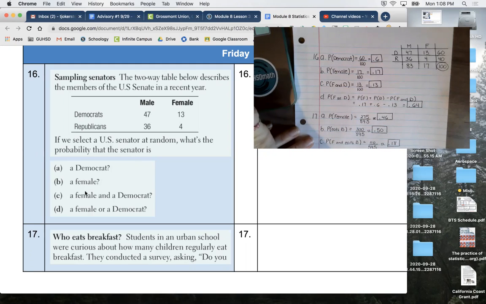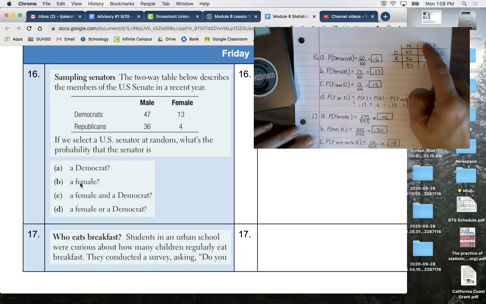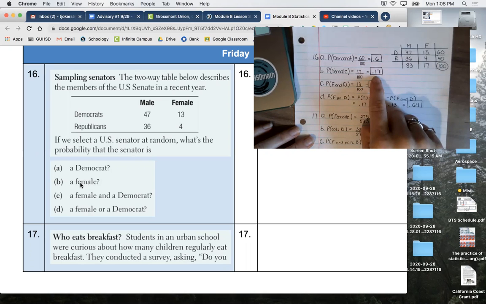What is the probability that we select a female? Well, here are my females. I have 13 and 4. So there are 17 out of 100 in this study that were female. Okay, lots of males in this study, not a lot of females, right? That's what I'm seeing here.